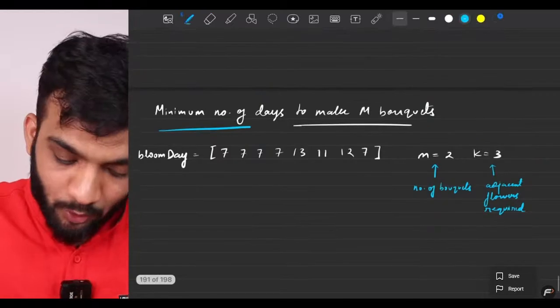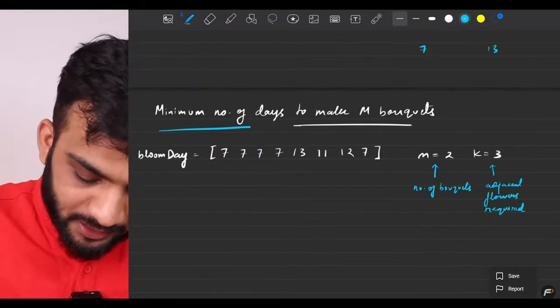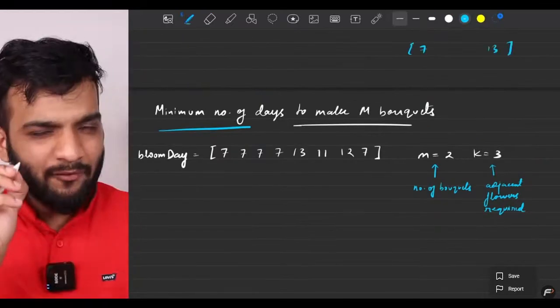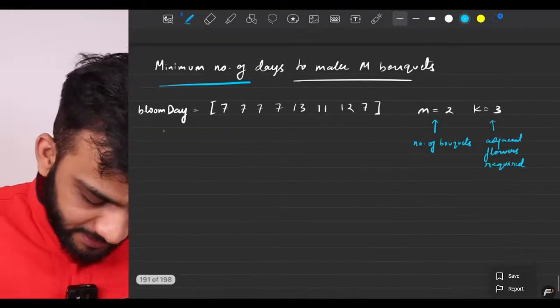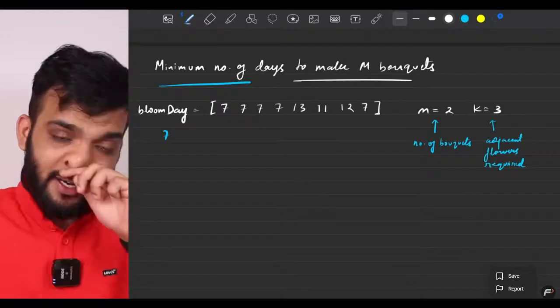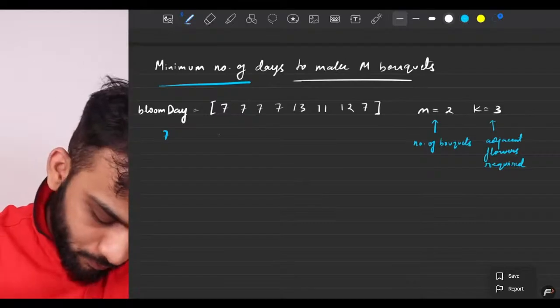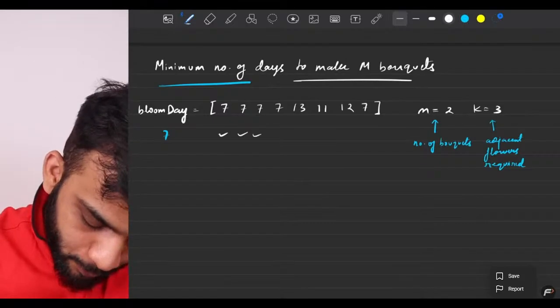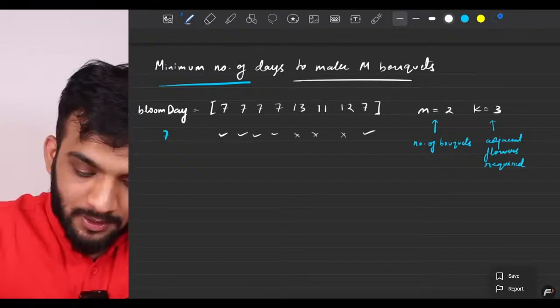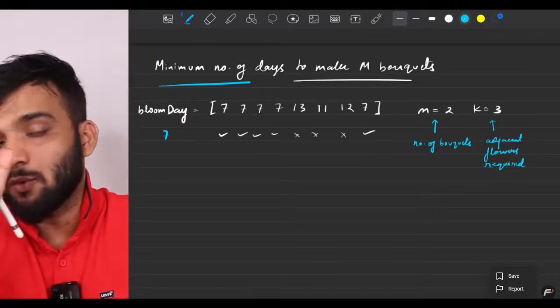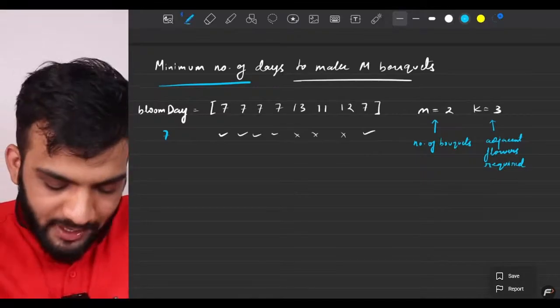For this one, I know that between 7 and 13, there will be someone who will be my answer. So what I will do now is, I'll take day 7 and try to see which flowers have bloomed. Bloomed, bloomed, bloomed, bloomed, not, and bloomed. Now I'll start iterating once I know what has bloomed and what has not.